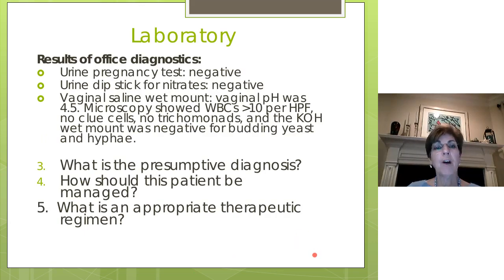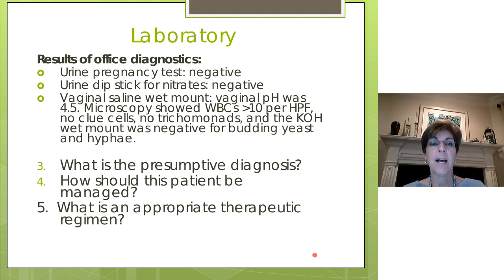Okay. Laboratory office results. The urine pregnancy is negative. Urine dipstick is negative for nitrates, which kind of gives you an indication that she probably doesn't have a UTI. Vaginal saline wet mount, the pH was normal. Microscopy shows a lot of white blood cells, but no clue cells, no trichomonas, and the KOH is negative for budding yeast and hyphae. So what is your presumptive diagnosis?